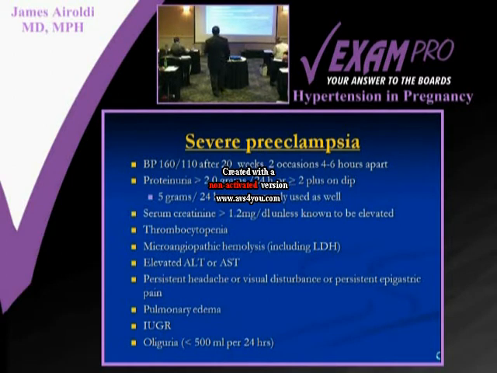Thrombocytopenia, microangiopathic hemolysis, elevated LFTs, persistent headache or visual disturbance or epigastric pain. So of course we're going to give them some Tylenol, we're going to give them some Tums. A common theme I've seen is people complain of heartburn. And they say, I have heartburn and I'm 36 weeks pregnant. Have you had heartburn the whole pregnancy? No. Where's your pain? It's right there. Well, what's right there? Your left lobe of your liver's right there too.